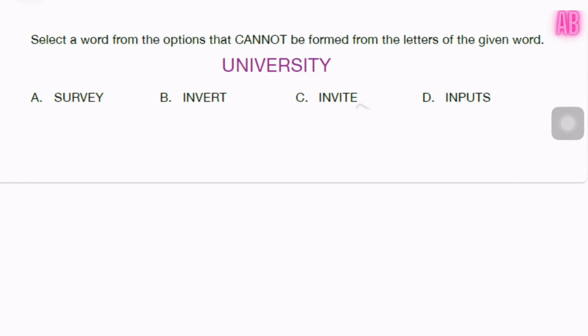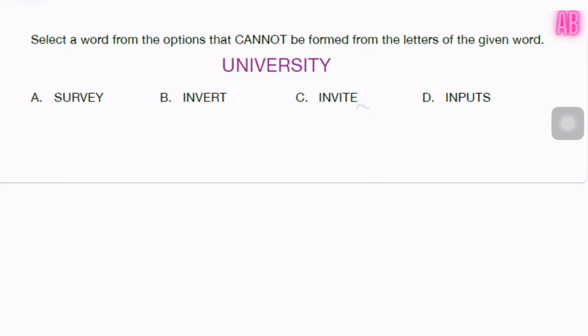Okay, so my approach is I will just check these options. I will just see the letters which are present in the option but not in the word university. I will not start from A, and my suggestion is that you also don't start from A because in most cases the answer is never A. Okay, so you can start with D, C, B, or B, C, D, or whatever.